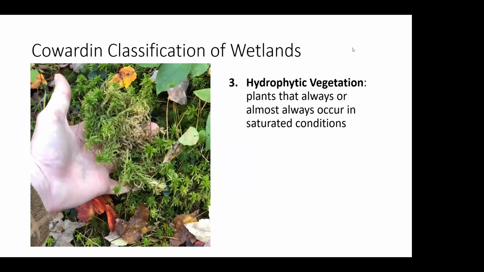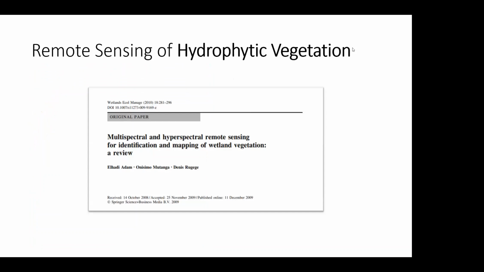Next, we have hydrophytic vegetation, which is probably the most difficult, and also there's the most amount of research out there. So I read a ton of papers on this one. And sorry, I forgot, hydrophytic vegetation is just plants that only occur in wetlands. So those are going to be our obligate species.